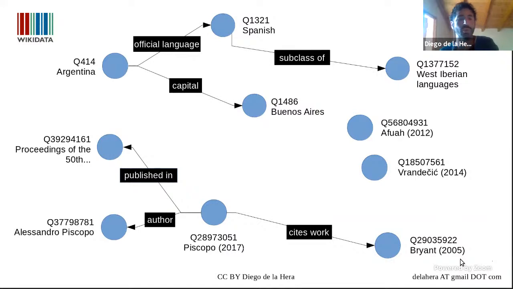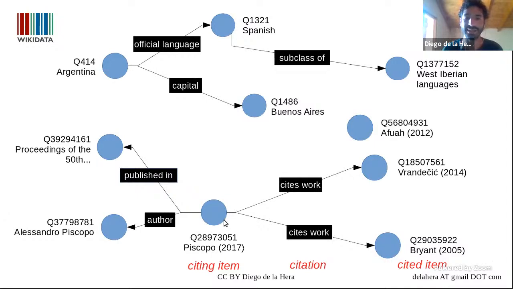And in this workshop, we will refer to this first node as the citing item, this second node as the cited item, and this relationship between both nodes through the cites work property as a citation. And of course, one bibliographic element, such as this one here, can have one or more of these properties. Usually sources have more than one citation. So for example, here it has this other cites work statement pointing to this other node.